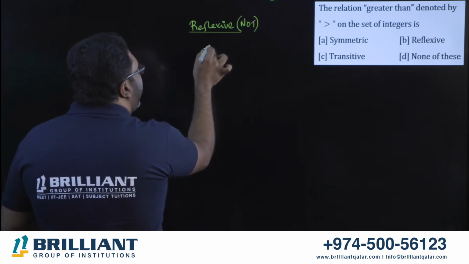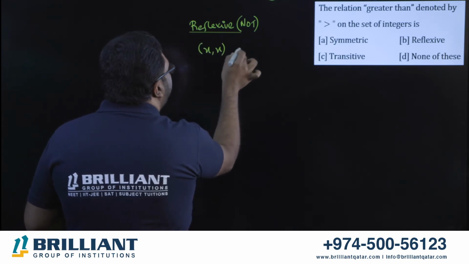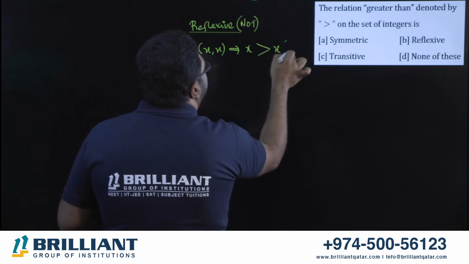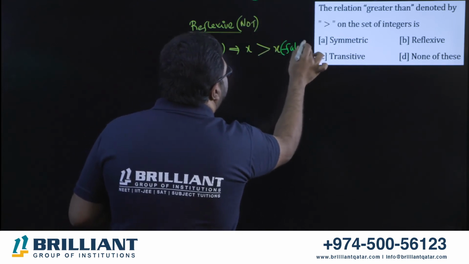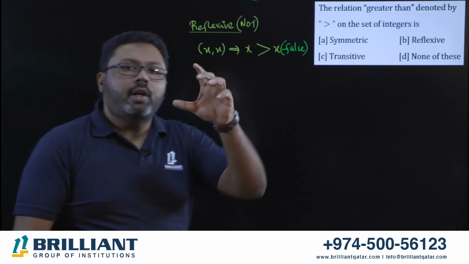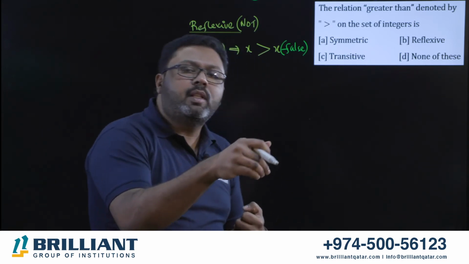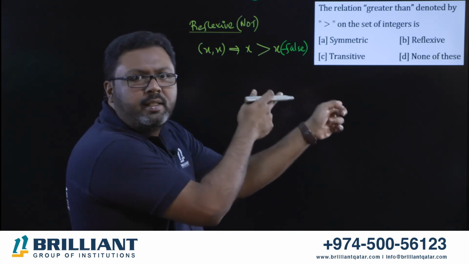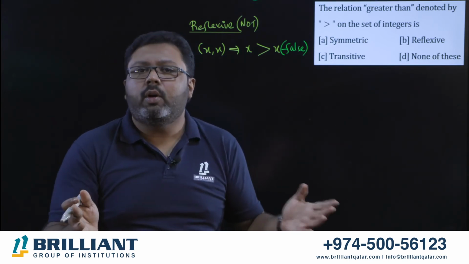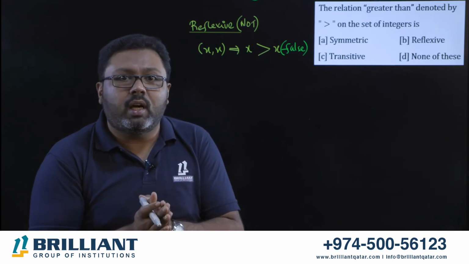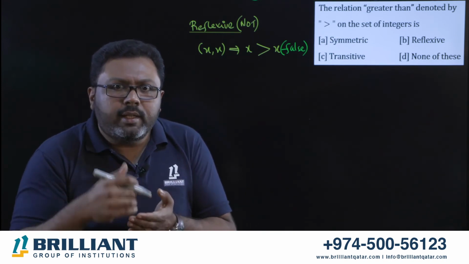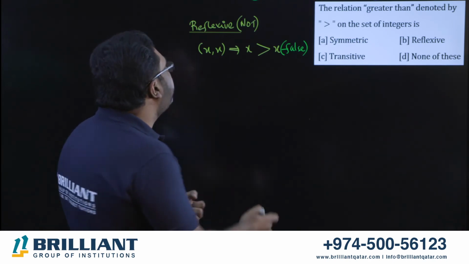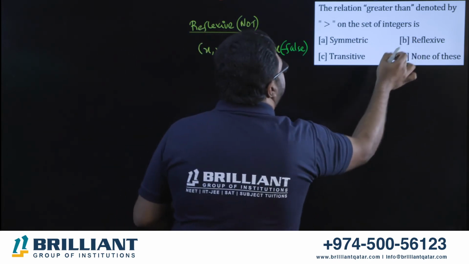Why? (x, x) implies x is greater than x, which is wrong. It's false. x cannot be greater than itself. An ordered pair (x, x) must come in the relation R for it to be reflexive, right? But can (x, x) come inside this relation R? No, it cannot, because it can come inside the relation R if and only if x can be greater than itself, and x cannot be greater than itself, so it is not reflexive. So option B is gone.